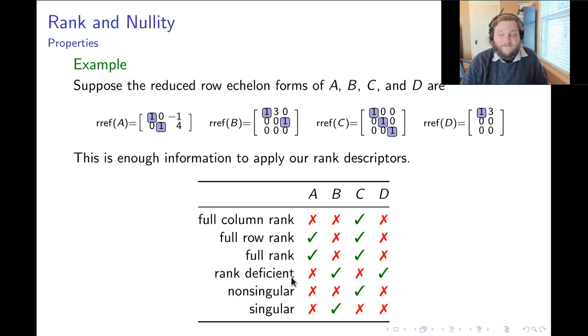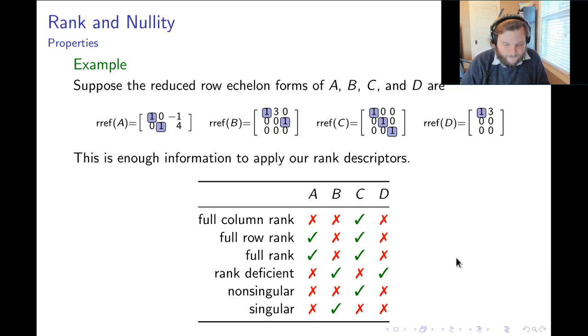What about rank deficient? Rank deficient is the opposite of full rank. So if you say that a matrix is rank deficient, what you're saying is that the rank is less than the number of rows and less than the number of columns. For B, the matrix B is 3 by 3, and the rank is 2, so that's rank deficient. And for D, that matrix is 3 by 2, and the rank is 1, so that's rank deficient.